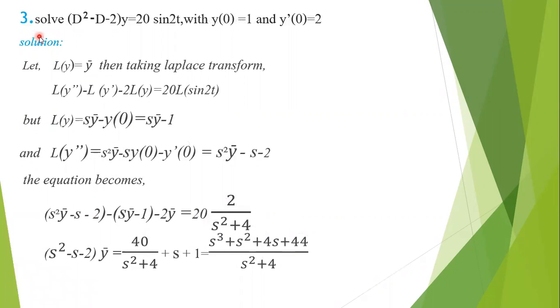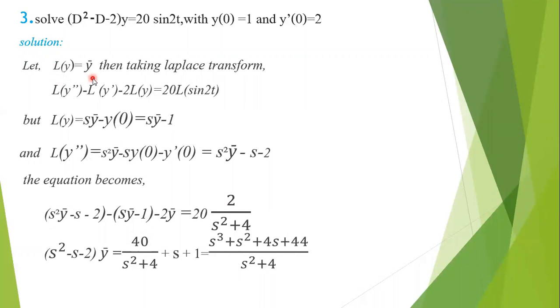Third question is, solve D square minus D minus 2 into y is equal to 20 sine 2t. The given conditions are y of 0 is equal to 1 and y dash of 0 is equal to 2. So let's see the solution. Let Laplace of y be y bar.